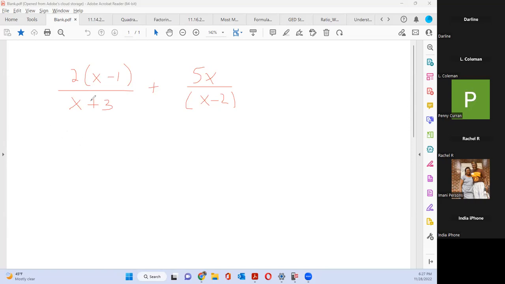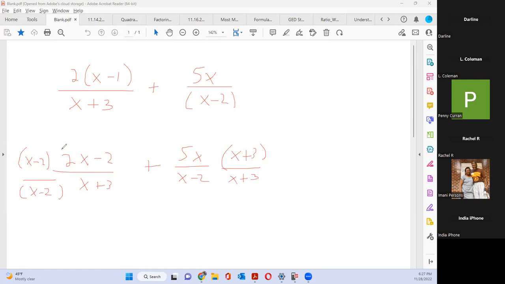I understand that. So first of all, please excuse my dance cell. We're going to go ahead and say 2x minus 2 over x plus 3, plus 5x over x minus 2. So remember what I just did. I multiply this by x minus 2, and I multiply the bottom by x minus 2. And then over here, I'm multiplying by the other denominator, so x plus 3 over x plus 3.